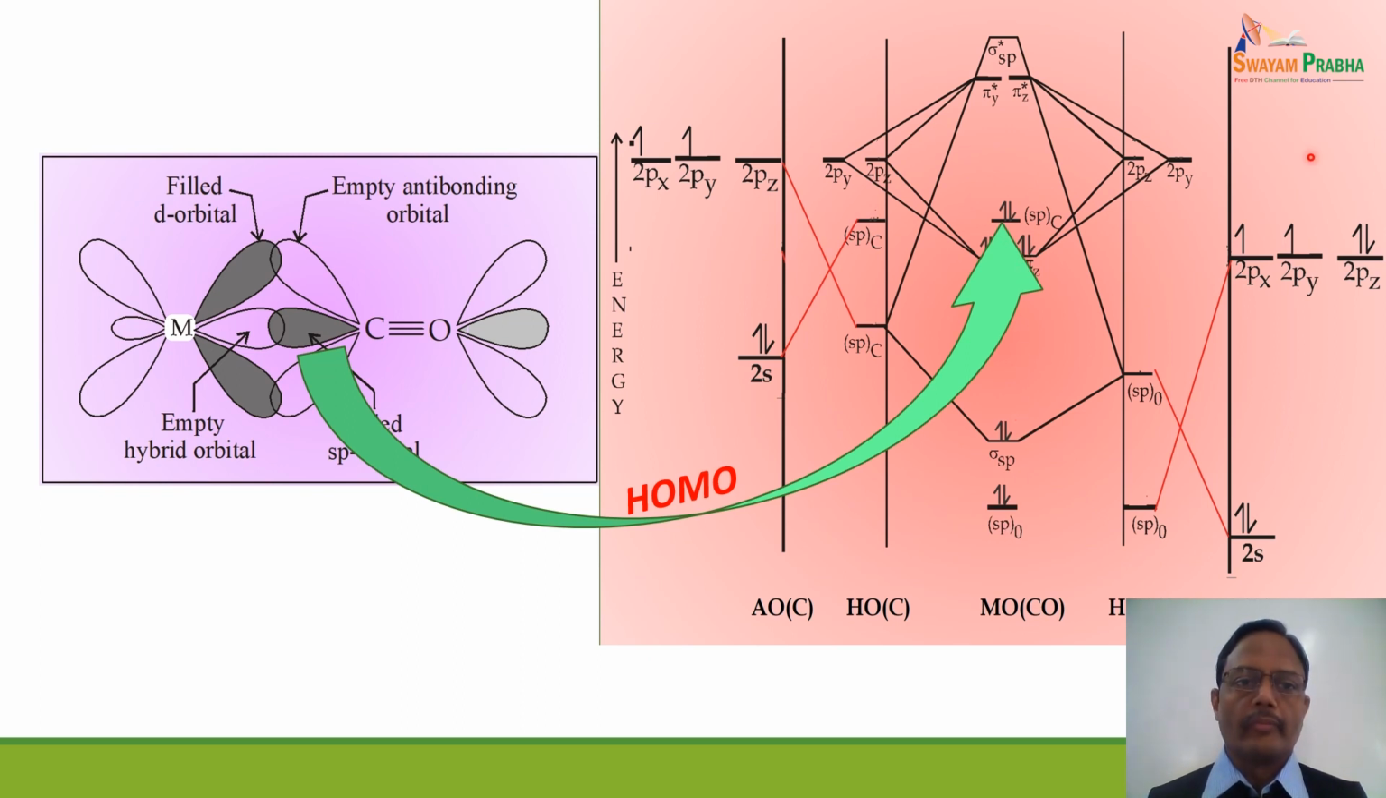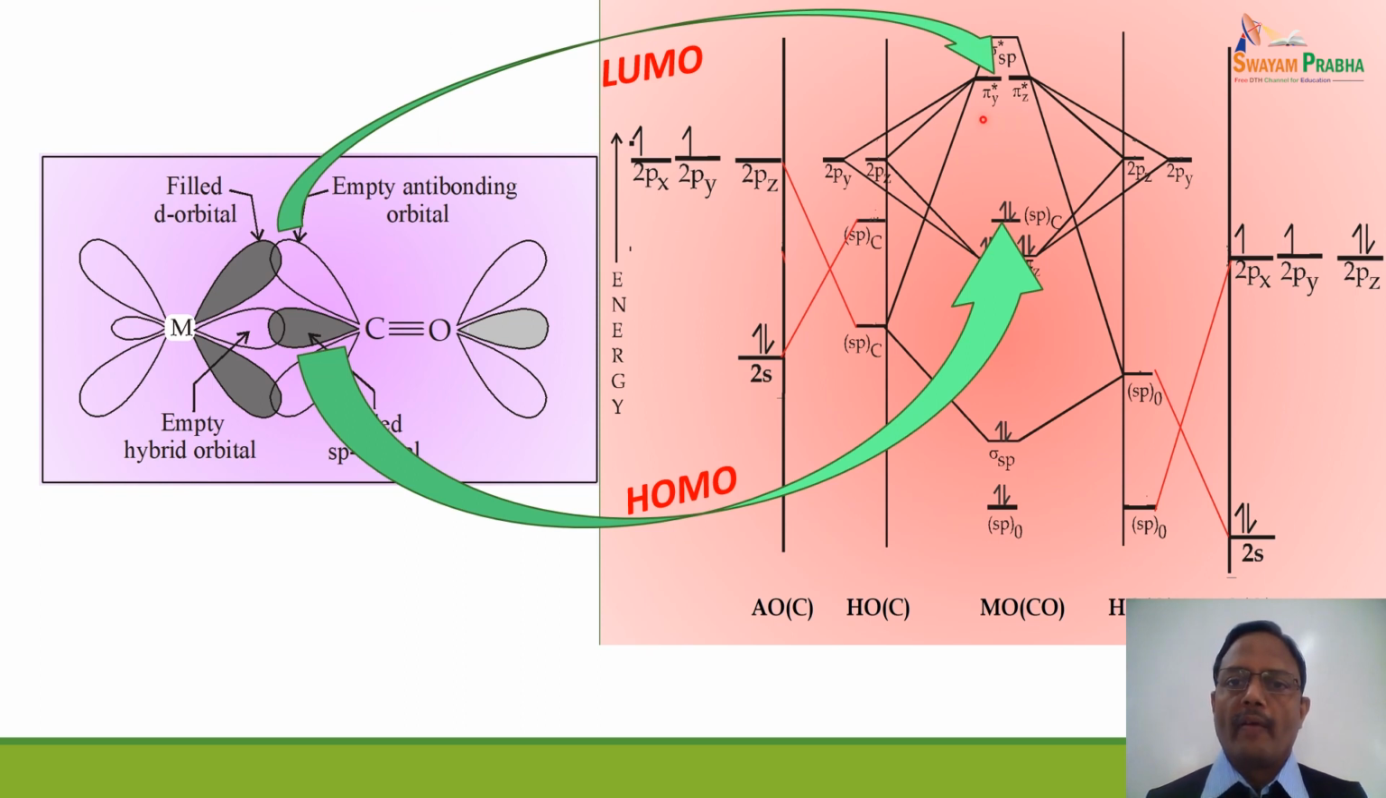At the same time, we have the pi star anti-bonding molecular orbital which is empty, and this can be correlated with this pi y star and pi z star, which are the lowest unoccupied molecular orbitals among all, and so these are ready to accept the electron pairs donated by the filled d orbitals of the metal.